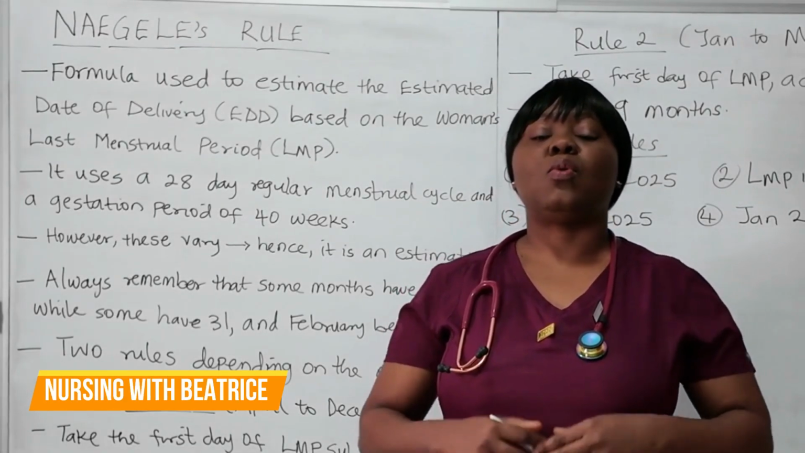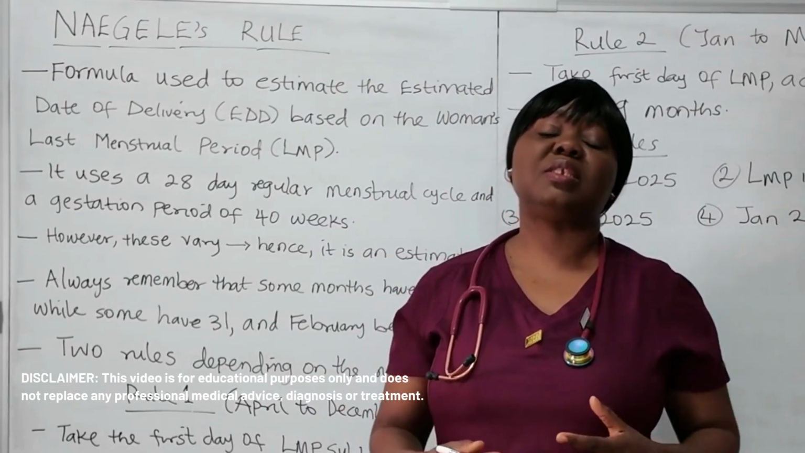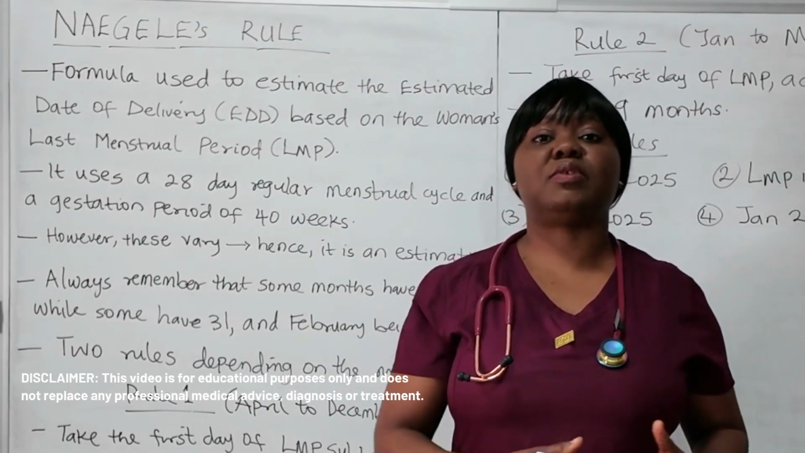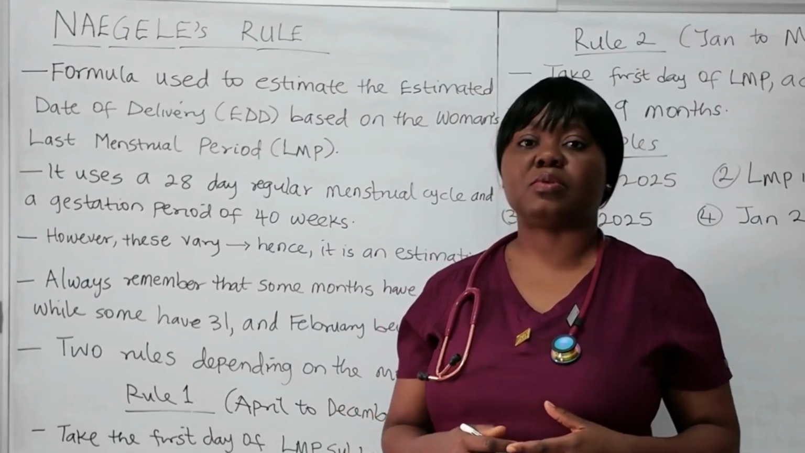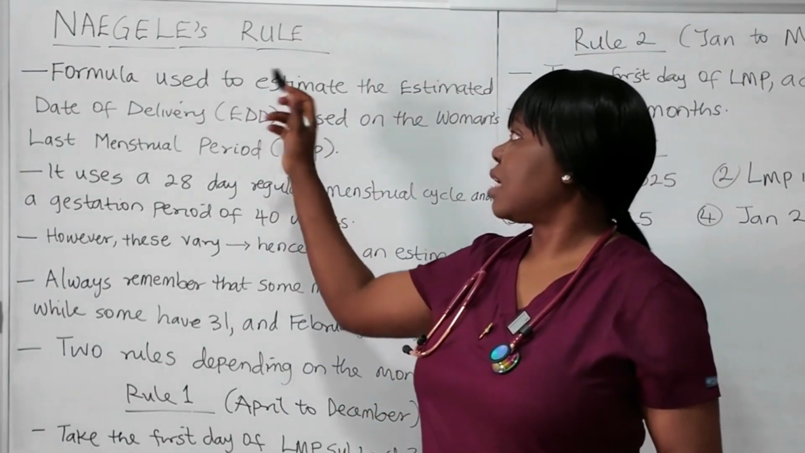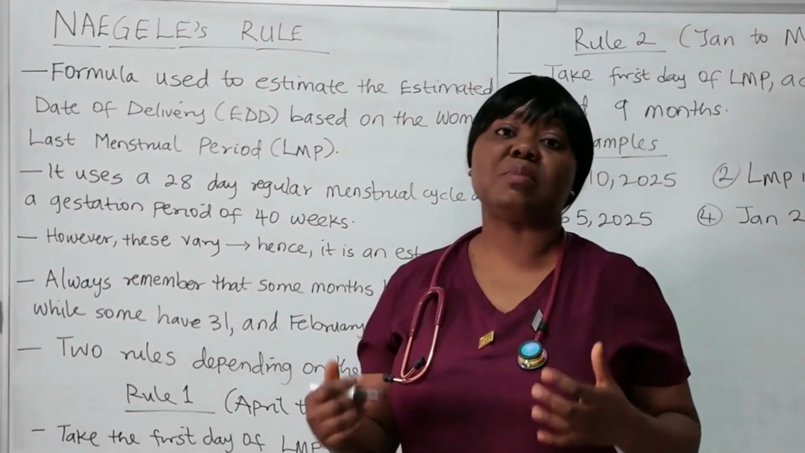In today's video, we'll look at the Naegele's rule. So this is a simple rule we use in estimating a woman's expected date of delivery, known as EDD. We'll look at this today and we will look at some examples together. Now, this Naegele's rule is a formula we use to estimate EDD based on the woman's last menstrual period.